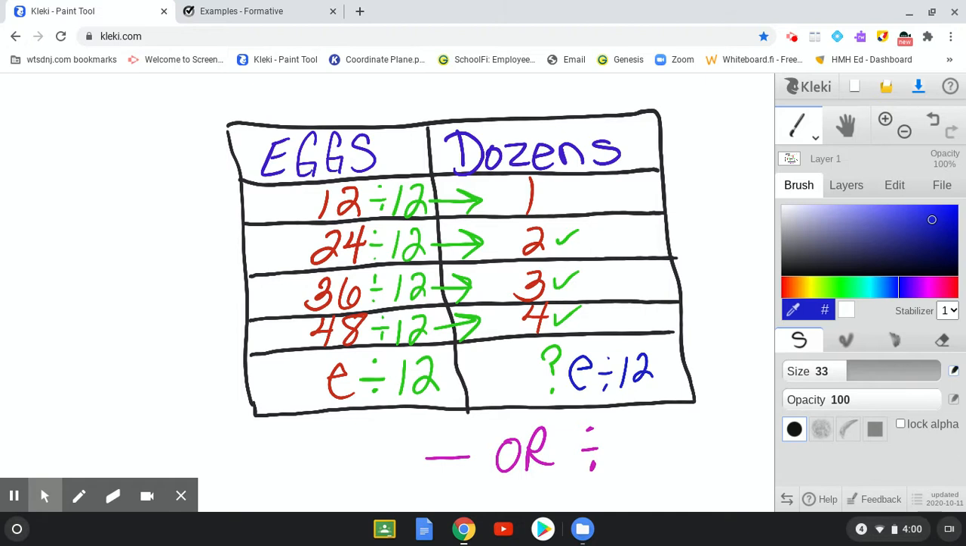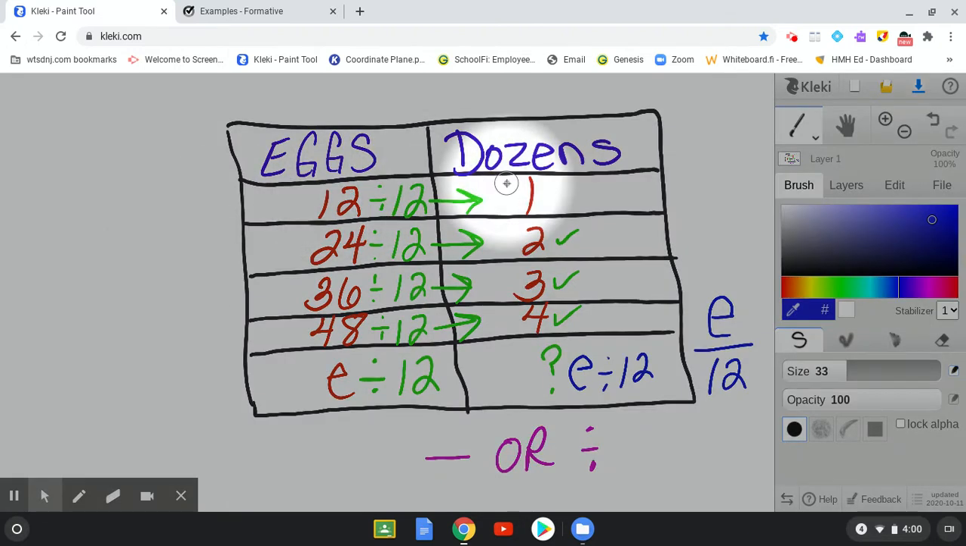Or you guys now know that we're not going to be using the division symbol all that often. We're going to be using the fraction bar. So E divided by 12 also. Okay? So remember, if you're going from a larger number to a smaller number, you're trying subtraction or division. If we were going from a smaller number to a larger number, such as in the previous example with the age, we would try addition and multiplication. All right? So let's try a more difficult problem in a different table.